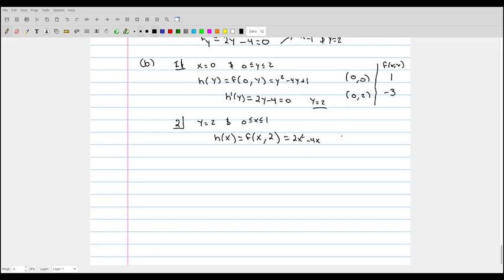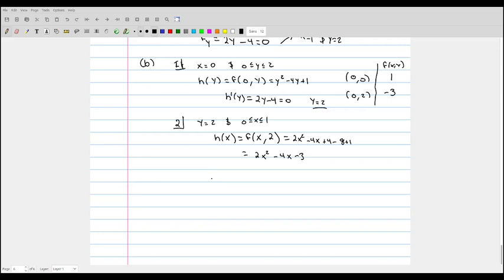Then when you plug in y is equal to 2, you get 2 squared, which is 4, minus 4 times 2, which is 8, plus 1. So h of x is the function 2x squared minus 4x plus minus 3. So again, this is a polynomial function, so there are no critical points of type 2.